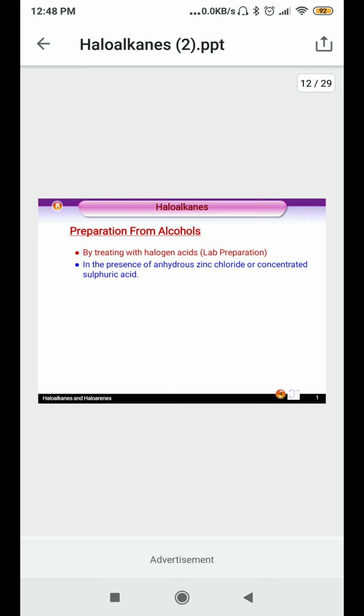Now preparation from alcohols, by treating with halogen acids we can prepare haloalkanes. So what happened, the hydroxy group, OH group, gets replaced by the halogen group. And next is in the presence of anhydrous zinc chloride also, or sulfuric acid.